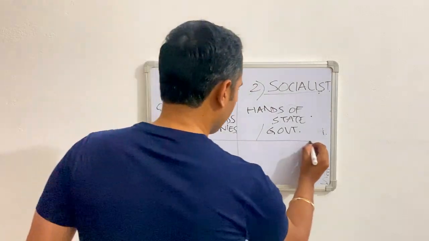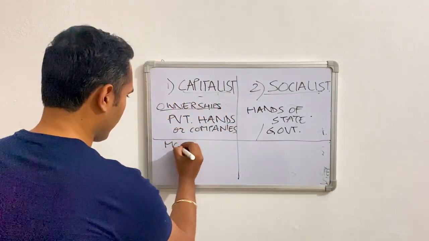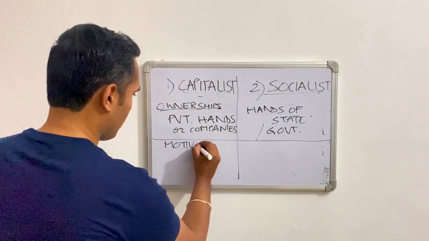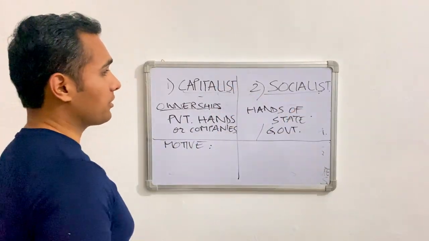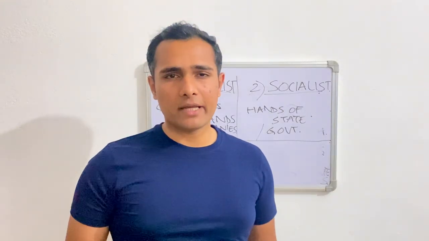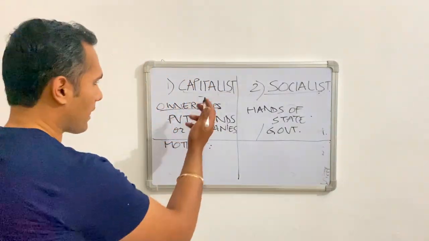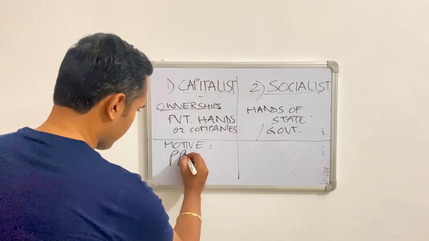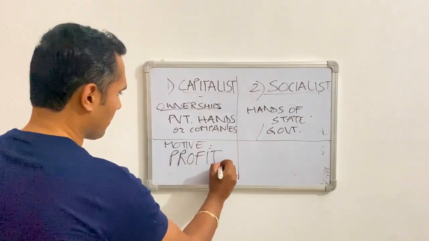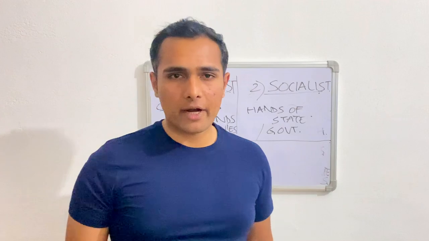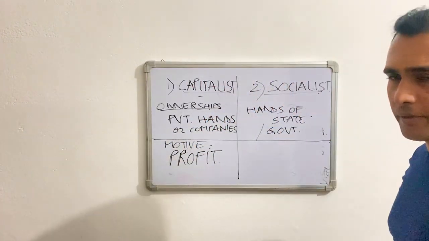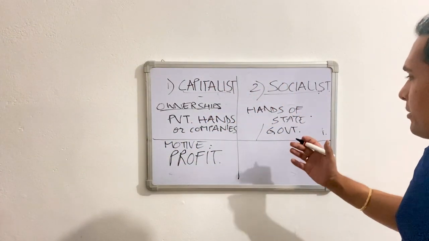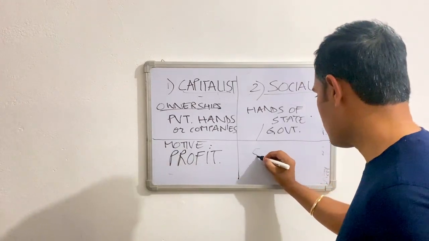Now, if we look at the second difference, what is the motive behind a capitalist economy and what is the motive behind a socialist economy, what is their basic objective? So in a capitalist economy, profit is their basic motive. All their activities are targeted, they are aimed at making profit. However, in a socialist economy, the basic and the most important motive of theirs is social welfare.